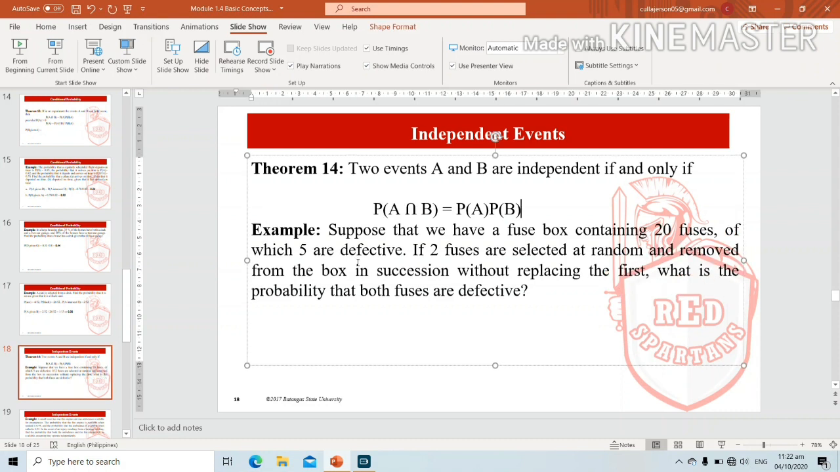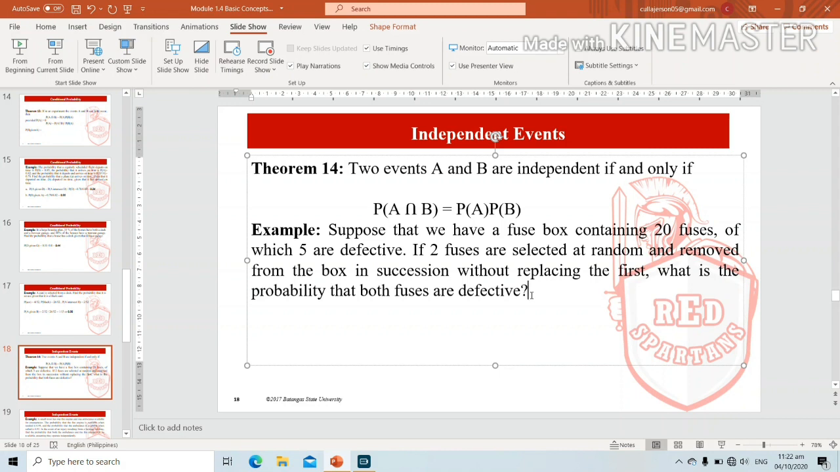So for example, suppose that we have a fuse box containing 20 fuses, of which 5 are defective. If 2 fuses are selected at random and removed from the box in succession without replacing the first, what is the probability that both fuses are defective? So sa box natin, 5 yung defective. Ang total niya is 20.